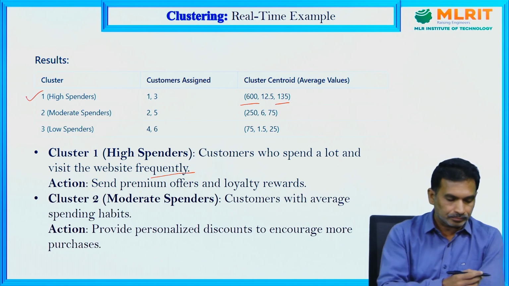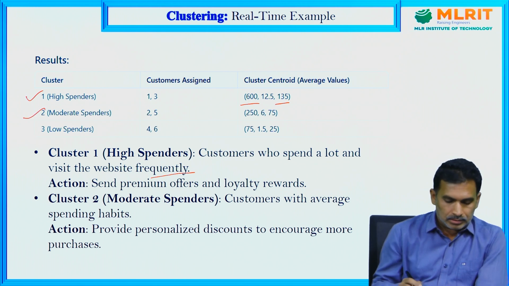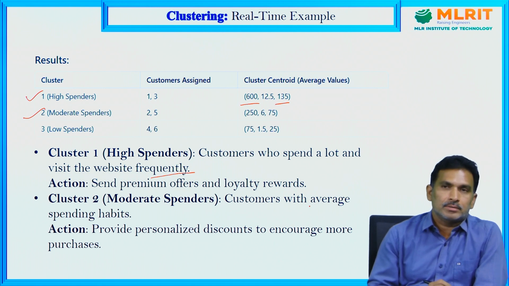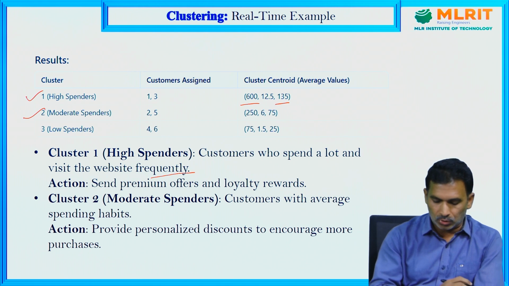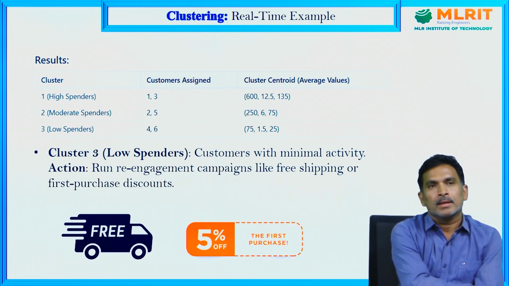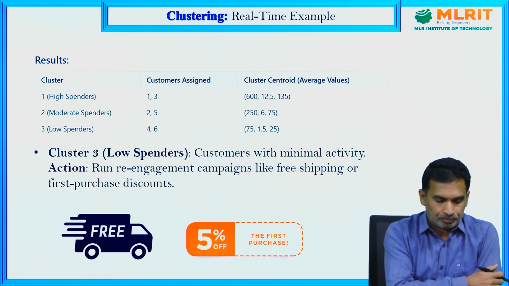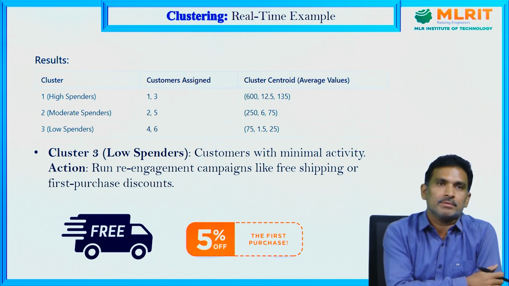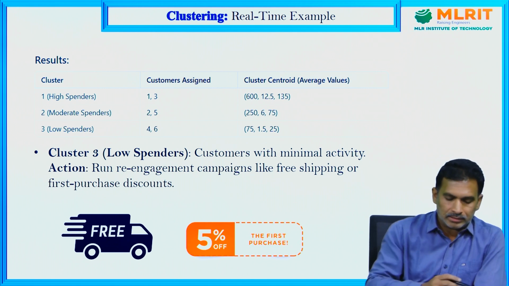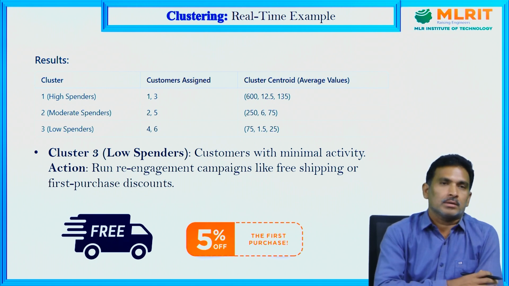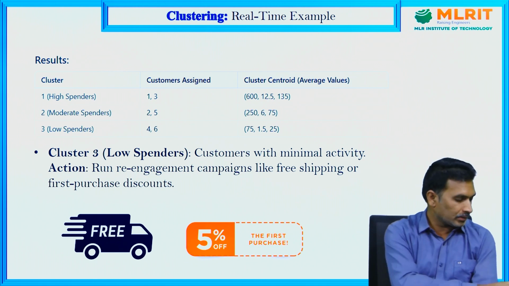And the second cluster we can see is moderate spenders, the customers with average spending habits. What action could be taken for this segment? We could provide personalized discounts to encourage more purchases. Similarly, let us go to the third cluster, the low spenders, the customers with minimal activity. What actions need to be taken in order to improve the sales? We could run re-engagement campaigns like free shipping or first purchase discounts, etc., to attract more customers.